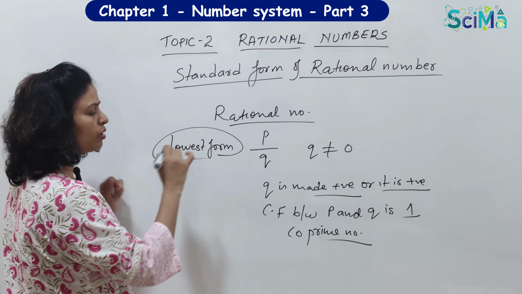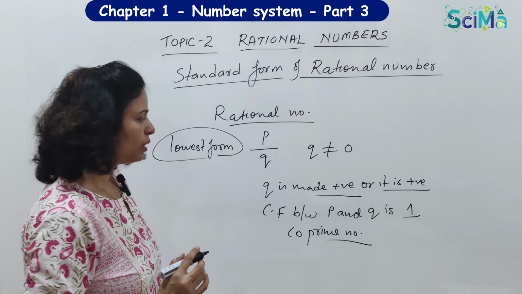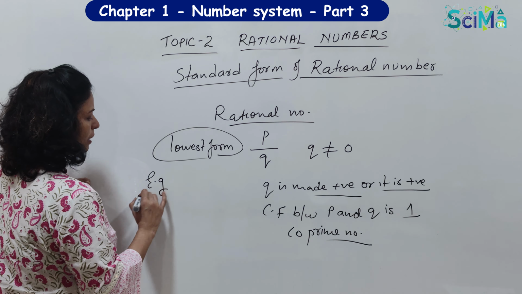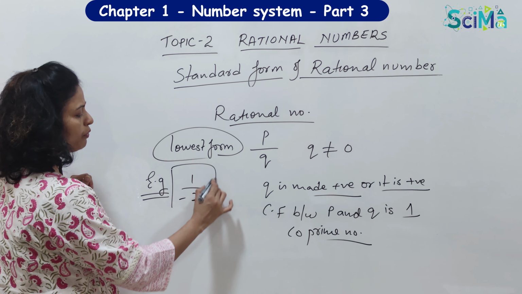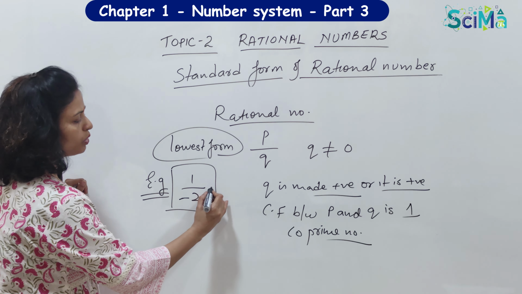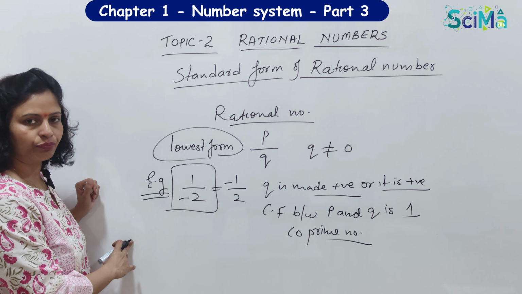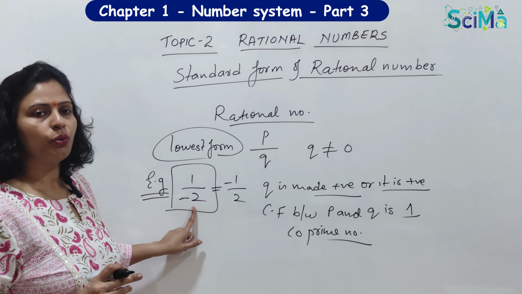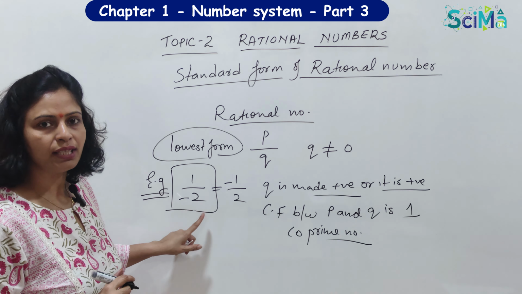Okay, or we can also use the term lowest form. Sometimes in your book questions will be asked as write the lowest form of the following rational number. So if I give you again one example, maybe 1 by minus 2. Now here if you see the Q is negative, right? The denominator is negative. So the lowest form of this I can write as minus 1 by 2. Okay, so we don't write the lowest form or the standard form with Q as negative. We have to make Q as positive.